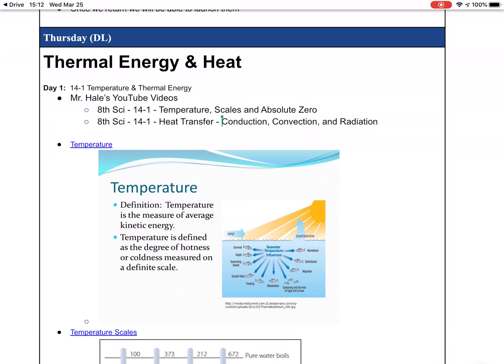And our first lesson is going to be our next chapter, Chapter 14, which is dealing with thermodynamics and heat transfer. And today's lesson is about 14-1, temperature and thermal energy.